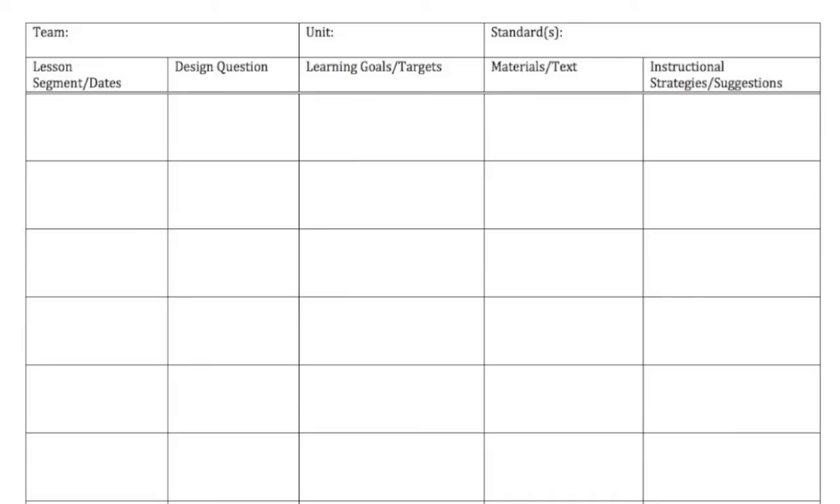It also asks you to consider the following. How long will we teach this chunk? What design question are we in? What materials and text will we use? And what elements or strategies will we employ?